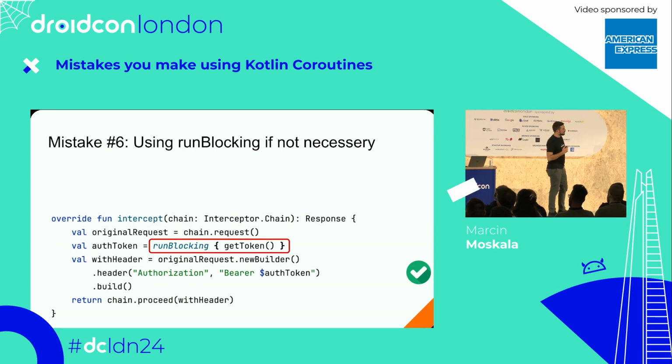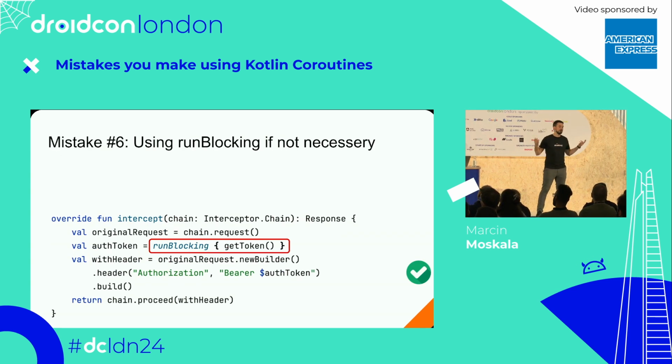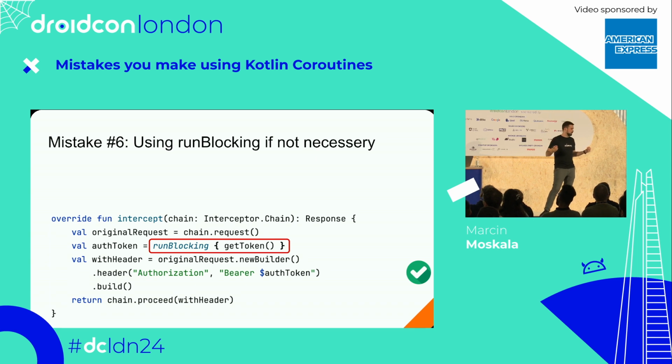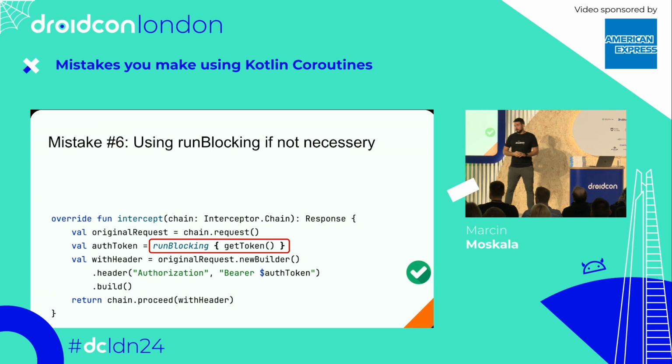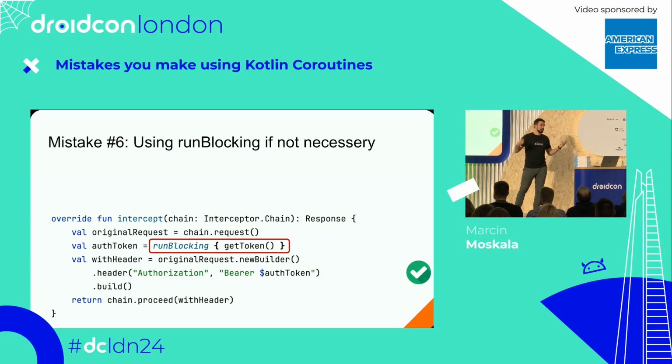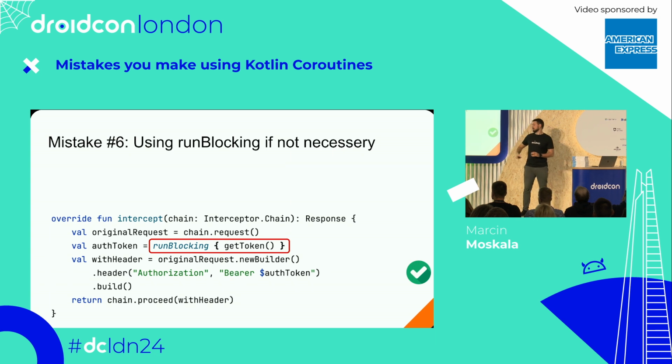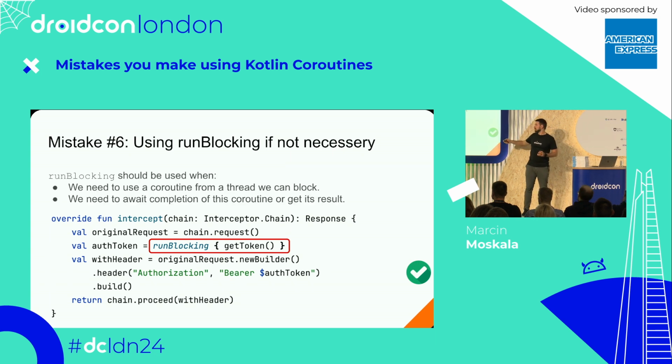Another common mistake is incorrect use of run blocking. I say incorrect because run blocking is not incorrect per se. There are places where it makes sense, like in here. This is a very common pattern on Android inside of the interceptor of a Retrofit. If you need to get a token, using run blocking is quite common because there is a thread that you can block, and because you need to await the completion of this process.